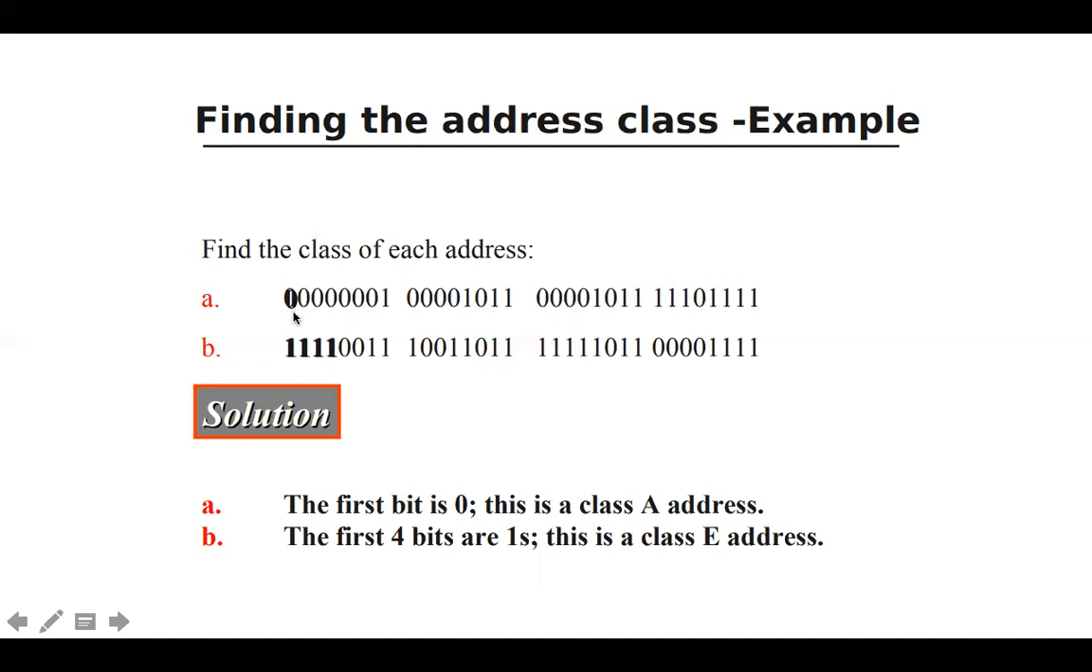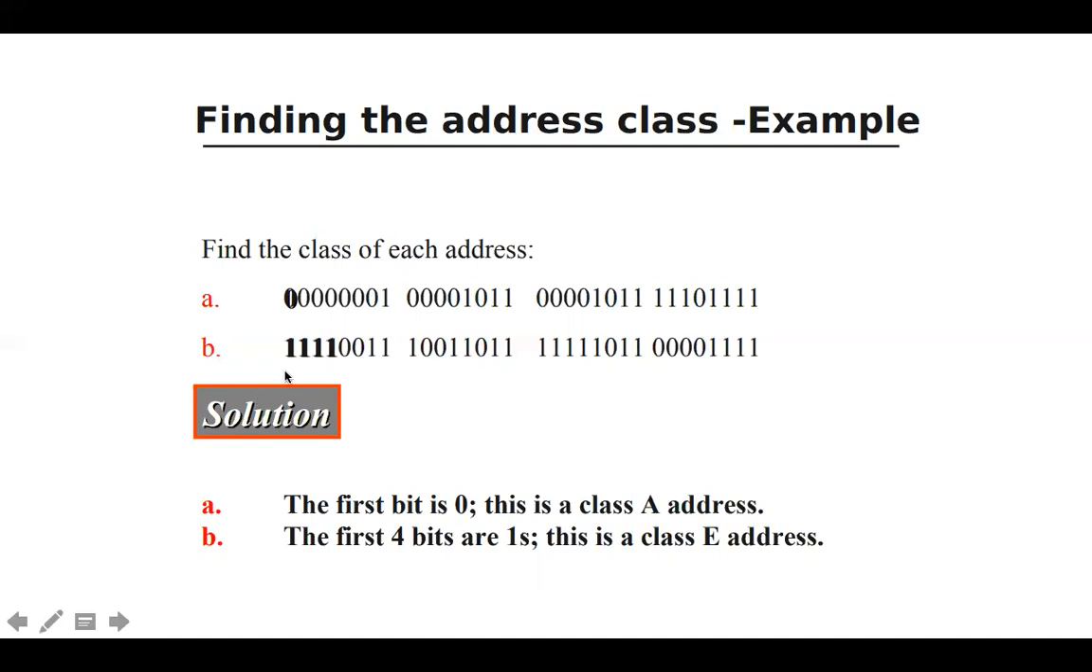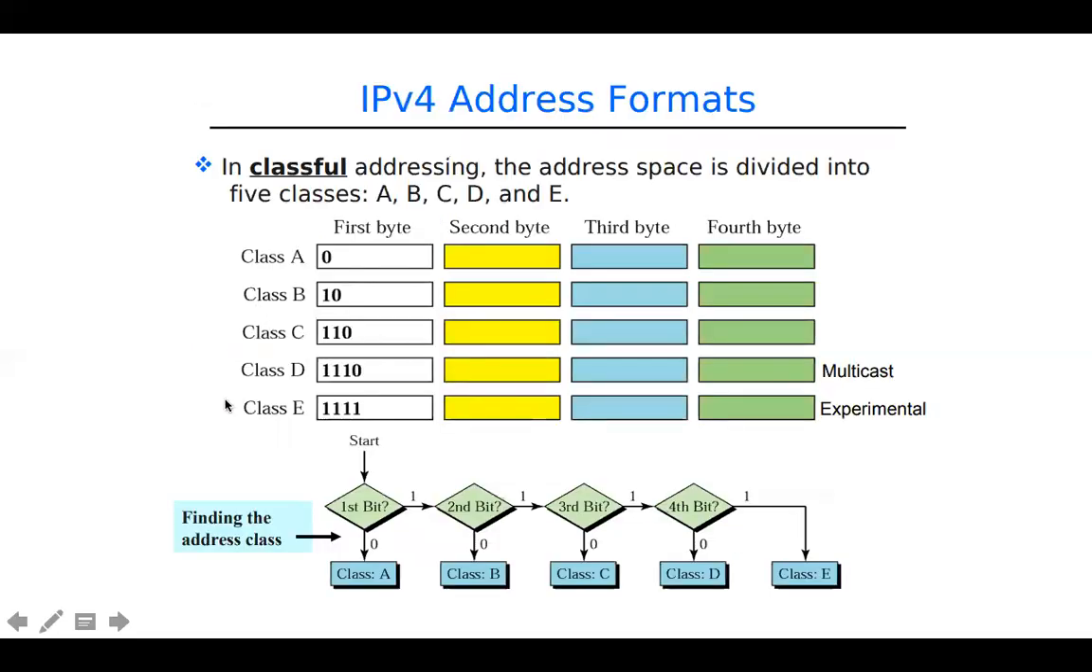Since the first bit here is 0, then it is class A. For the second one, since the first bit is 1, you need to look at the second bit. And the second bit is 1, so you need to look at the third bit. Since the third bit is also 1, you need to look at the fourth bit. So in the first byte, you have 1111. So this actually falls under class E.